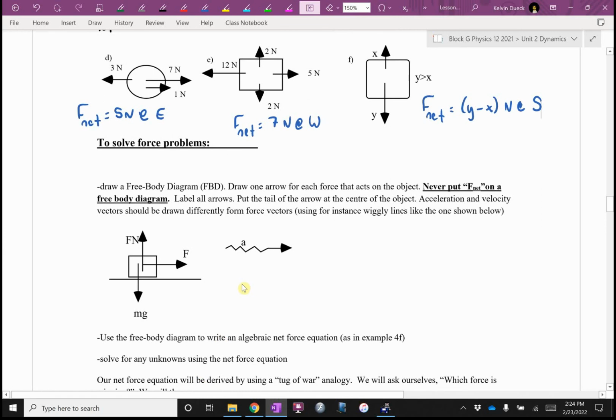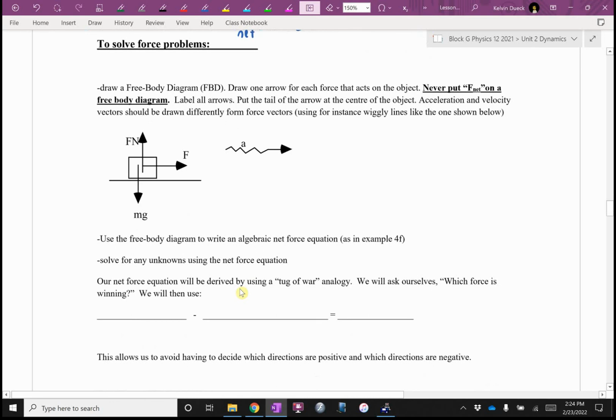So to solve force problems, what did we do last year? We used something called a free body diagram, or FBD. We put one arrow for each of the forces, roughly to scale. What do I mean by roughly to scale? If I knew force A was bigger than force B, I would make sure it was obvious, a longer arrow. If I knew 2 forces were identical, I would eyeball it and make them the same length.